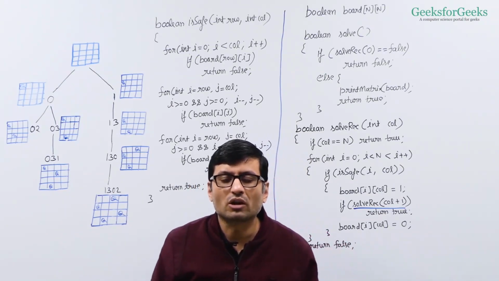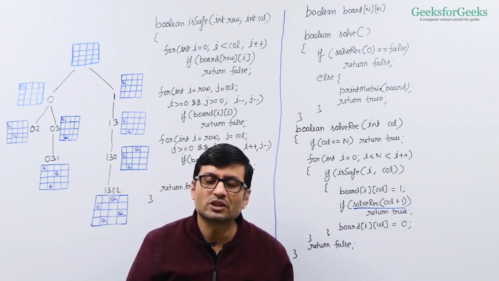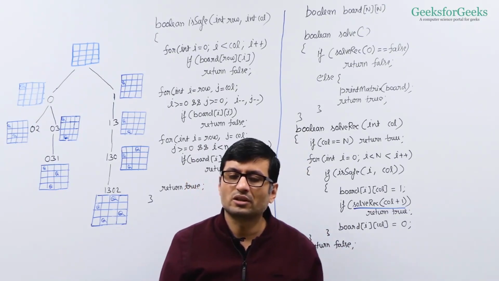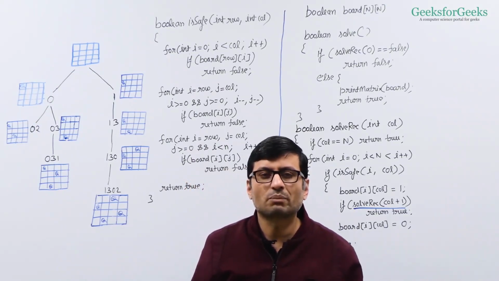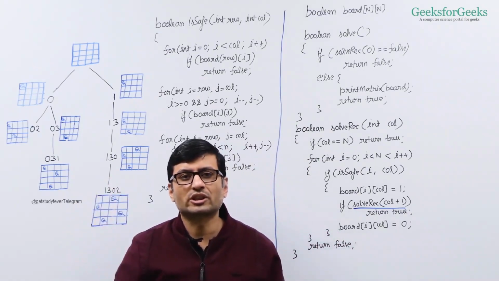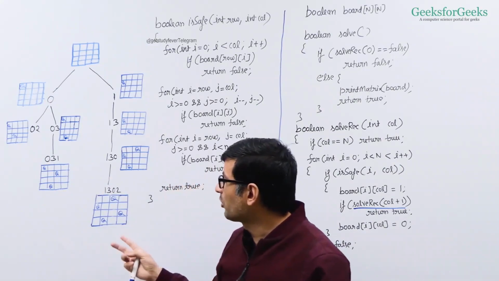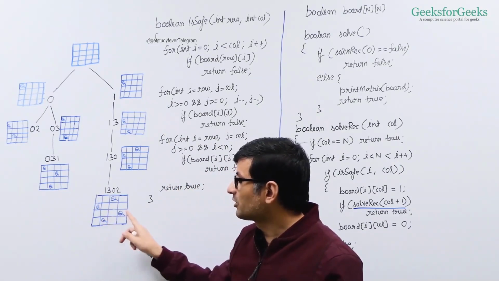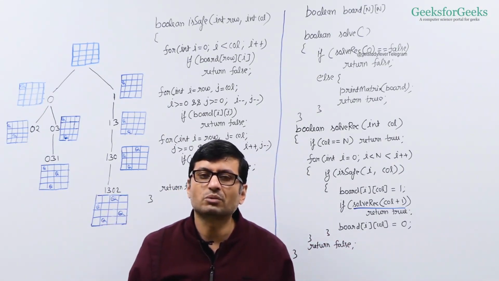And when you call for column plus 1, what happens? Column becomes n. And at this point, you return true. So you have placed all the queens. That's how all your recursive calls, the parent calls, also return true. And your final board has these values as 1. So you can print the board as the output of this program.